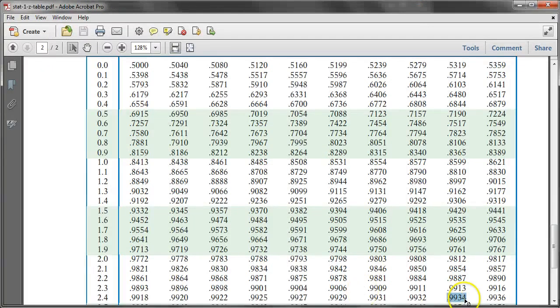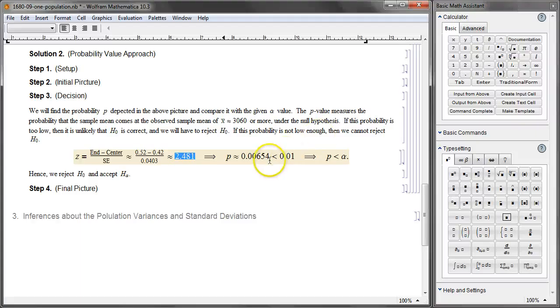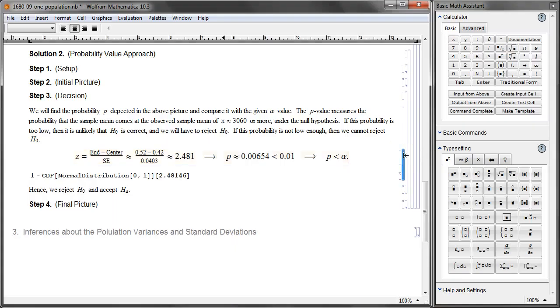Excuse me, 0.9934. So you have to subtract 0.9934 from 1. So you're going to get 0.0066, something like that. To be more precise, 0.00654. In any case, it's less than 1%. So the probability is less than the alpha value. So what do we do?